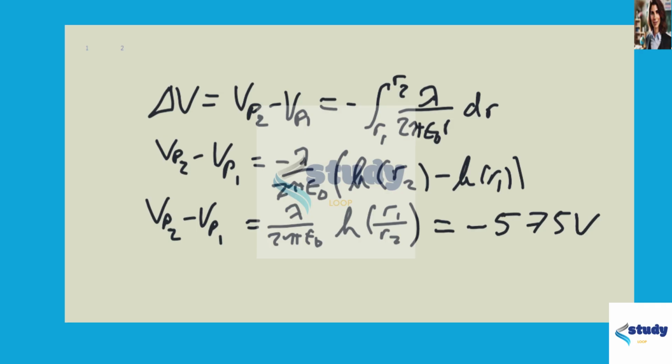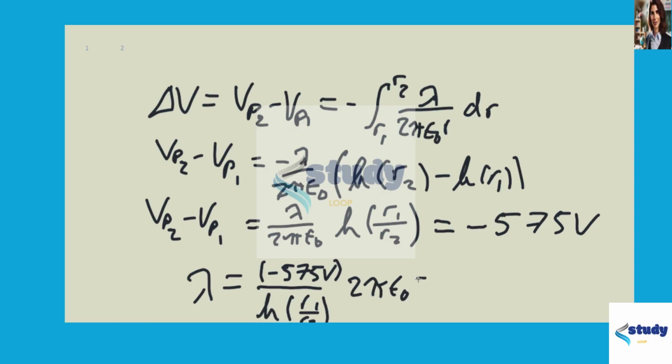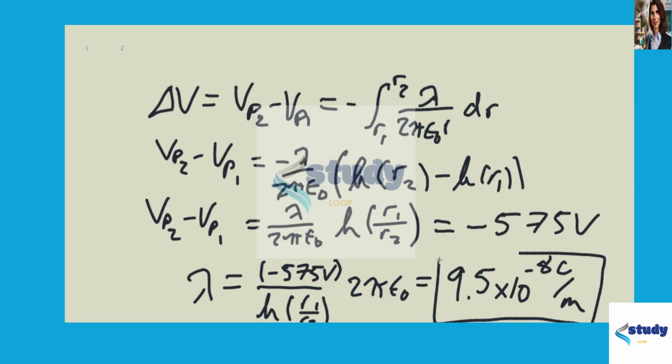Now we can solve for lambda, and with some algebra, lambda is equal to negative 575 volts divided by the natural log of r1 over r2 times 2 pi epsilon naught. If you plug all this into your calculator, you get that lambda is equal to 9.5 times 10 to the negative 8 coulombs per meter. So now we have the charge density of our infinite wire.